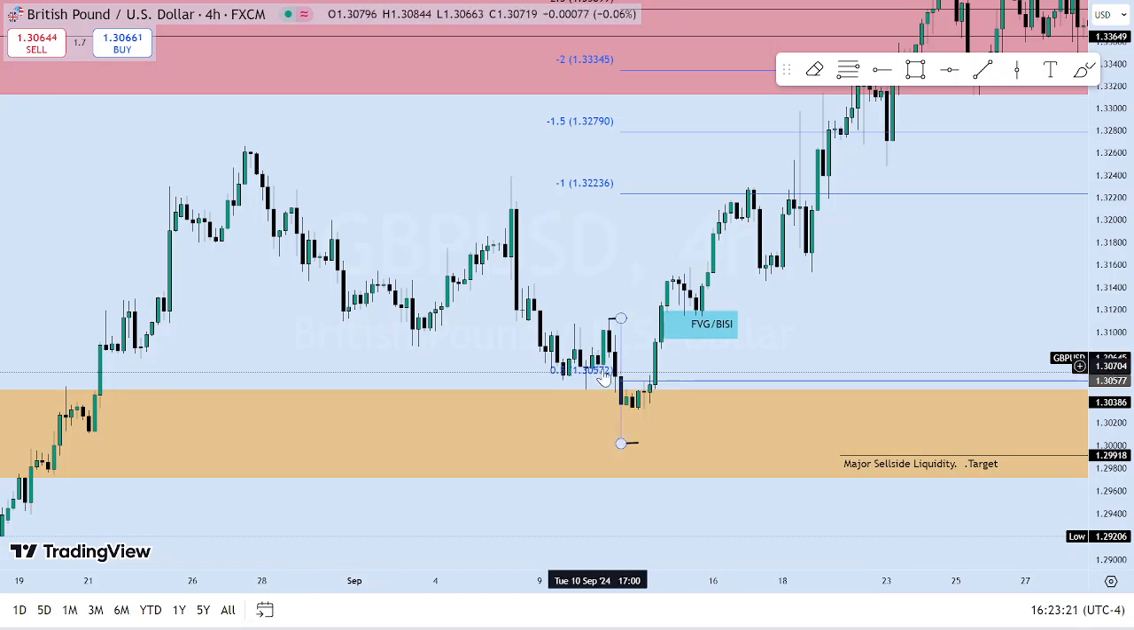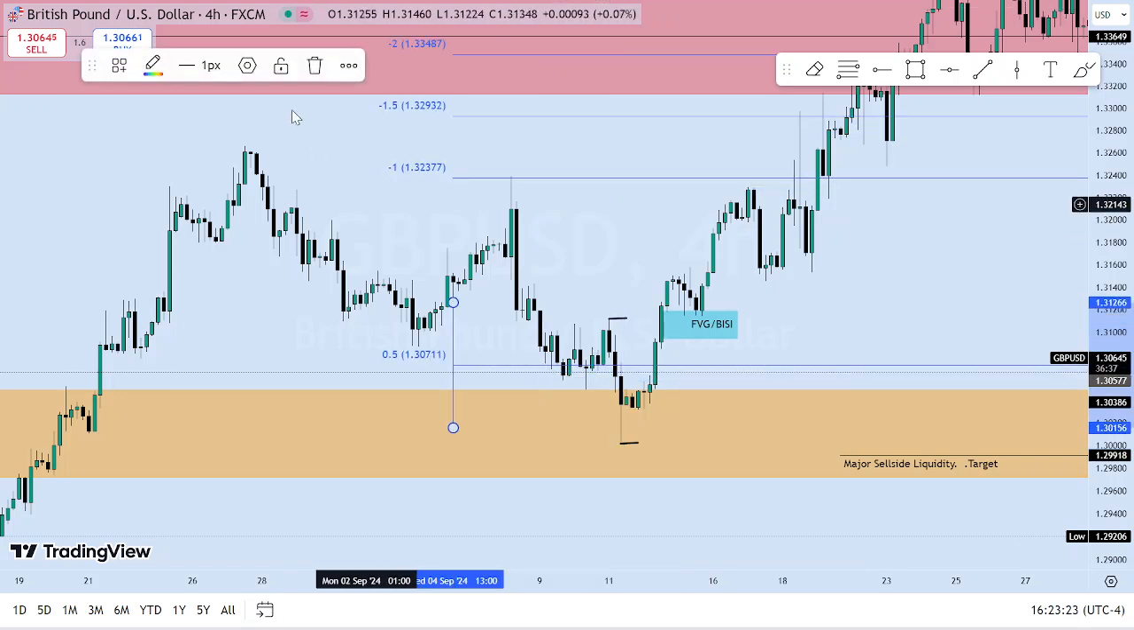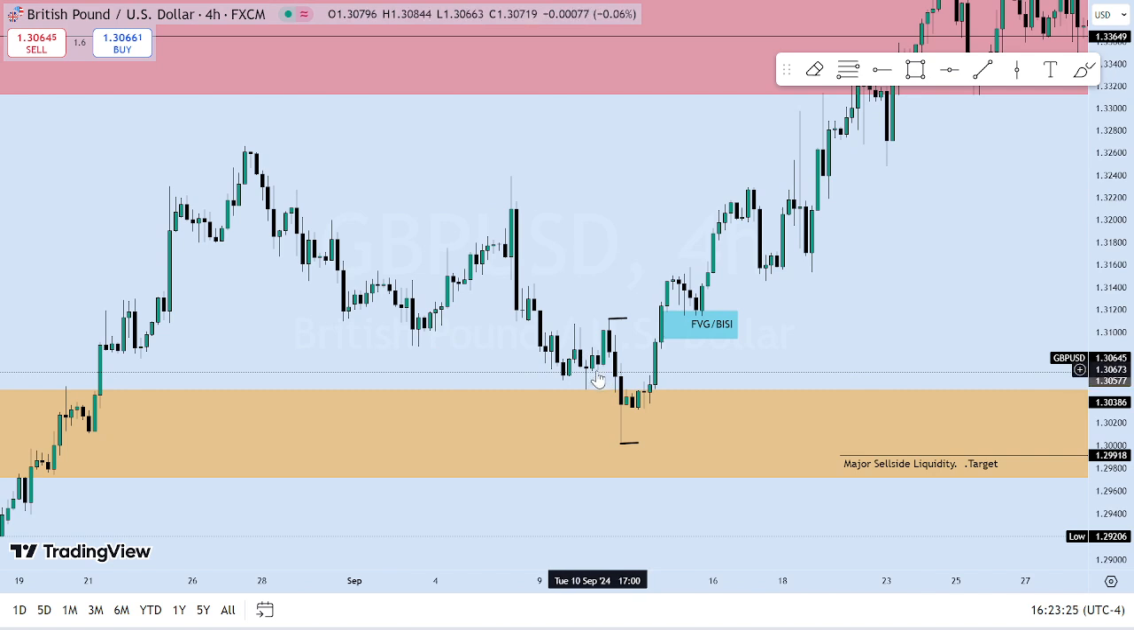We can see that we have a low here, then we have a high, then a lower low. Then this candle took out this high, being our breaker. This candle now stands as a breaker. Then we created a fair value gap here.